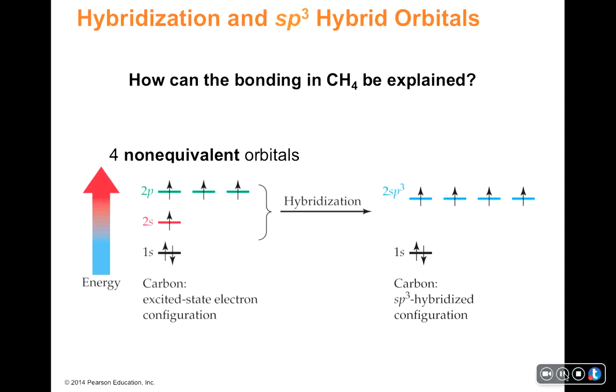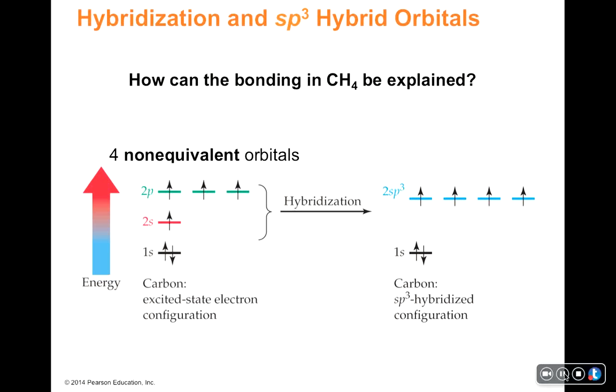And so what we do is we pull out 4 equivalent orbitals, and all of them are said to be sp3 hybrid orbitals. Specifically 2sp3 hybrid orbitals, the 2 meaning the energy level that we're at. But the sp3 is the hybrid part of this. So where did that come from? The sp3 came from the orbitals we threw in the pot.